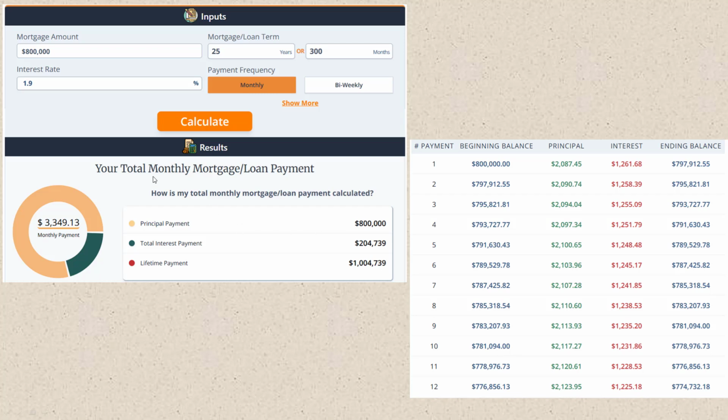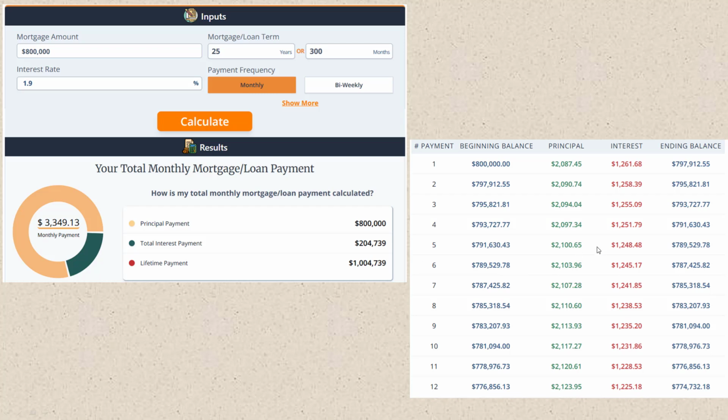So here's the first one to start with. Let's say your mortgage is $800,000, 1.9% for 25 years. And we're doing monthly payments. So here's your monthly payment, $3,349.13. Now, the interest in Canada is actually, even though you might be paying monthly or maybe biweekly, compounded semi-annually, twice a year.